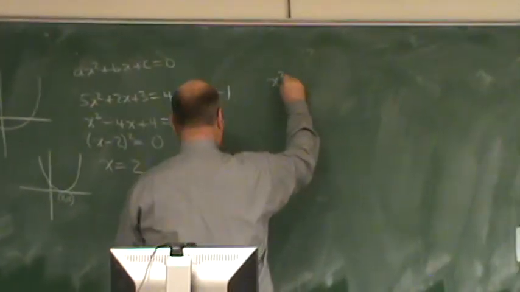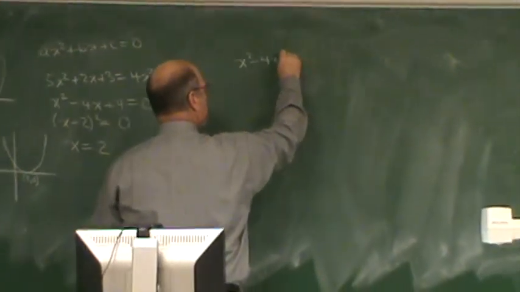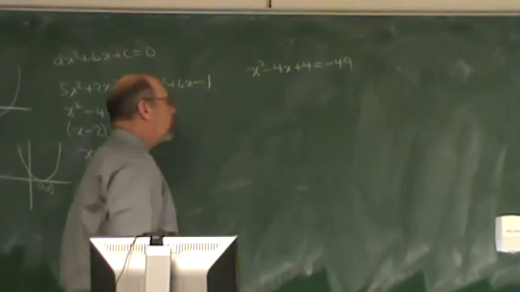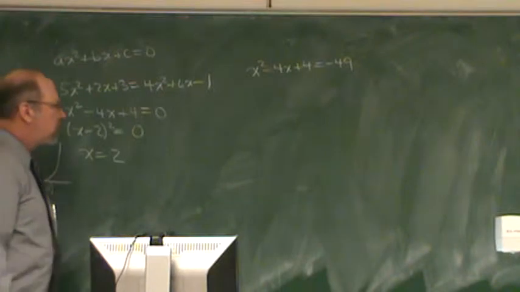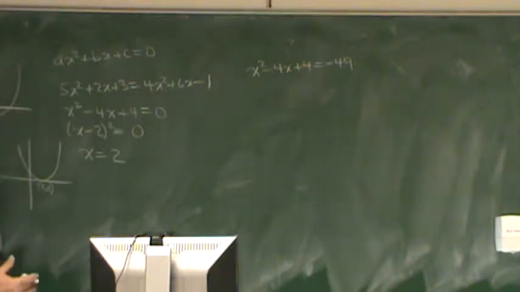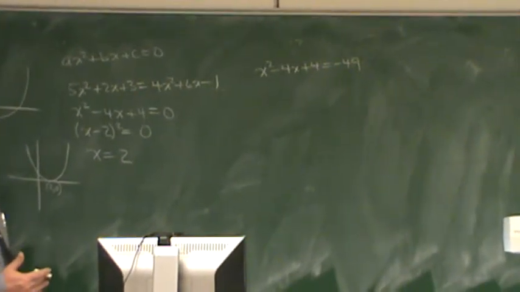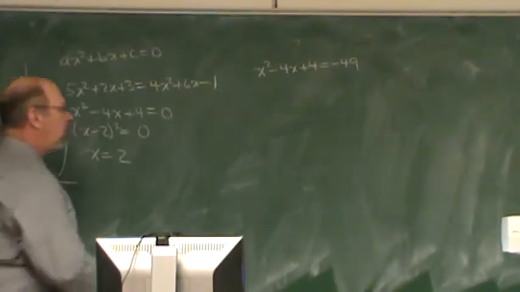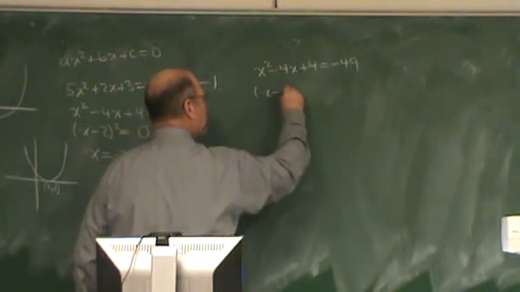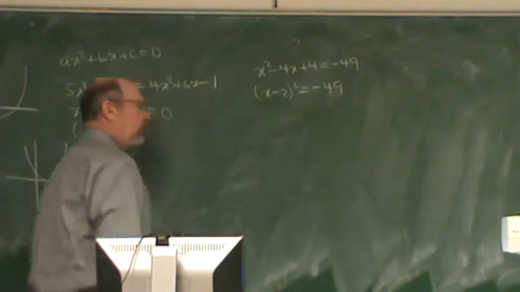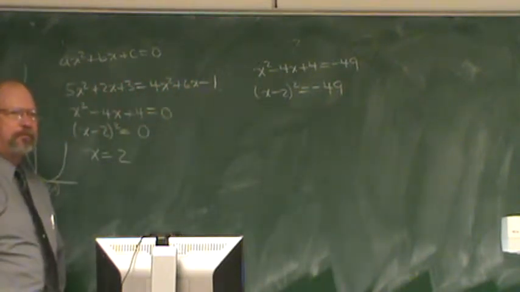Alright, now, another example is x squared minus 4x plus 4 equals negative 49. Well, sometimes you get quadratic equations that look like this, and the easiest way of solving this one is to recognize that the left-hand side factors into a perfect square. That's the same thing as (x minus 2) squared, still equal to a negative 49, yes?